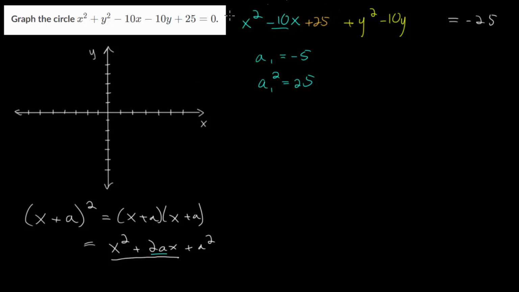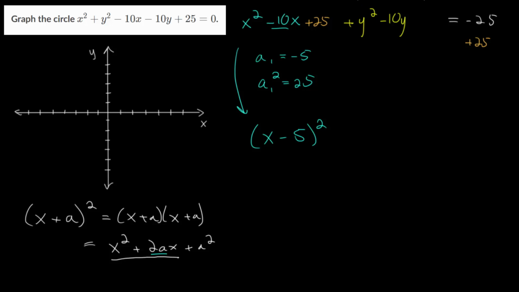then we can transform this quadratic expression with x into a perfect square. Namely, it will transform into x plus a squared. And a in this case is negative 5. So it'd be x minus 5 squared. And we can't just add 25 to one side. We have to add it to the other side of the equation as well.